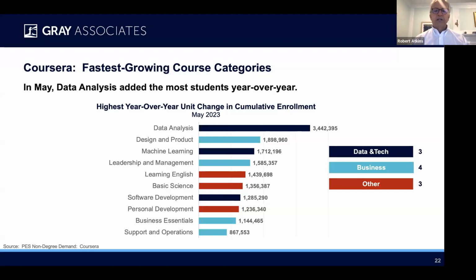Data analytics comes to the top, and we look at data and tech. We've got machine learning in the top 10 and software development per se in the top 10. Then we got a lot of business. 4 of the 10 programs are in business: design and product, leadership and management, business essentials, and support and operations. And a few somewhat random things: learning English, basic science, and personal development. So those are the big categories and what's going on within those in terms of courses.